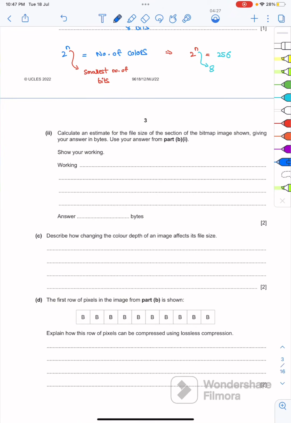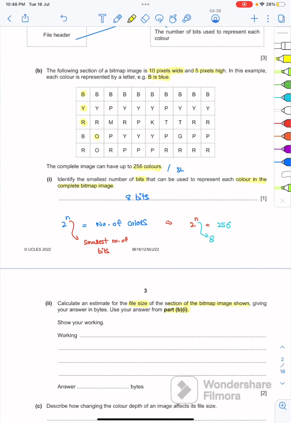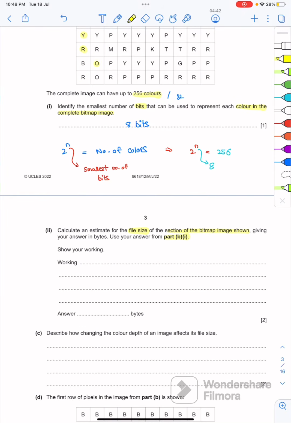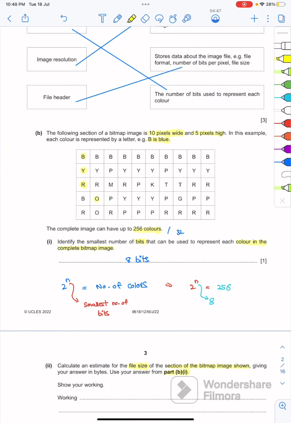Now the next part that they usually ask for is the file size. So calculate an estimate for the file size of the section of the bitmap image shown, giving your answer in bytes. Use your answer from part b-i. That is the first part from B. So it's 10 pixels wide and 5 pixels high, and the smallest number of bits that can be used to represent each color, so our bit depth, is 8, and we've got a resolution of 10 into 5.